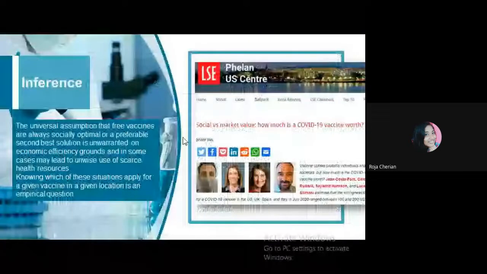So the universal assumption that free vaccines are always optimal or a preferable second best solution is unwarranted on economic efficiency grounds and in some cases may lead to unwise use of scarce health resources. So taking vaccination is essential to save ours and others' life. But knowing which of these situations can apply for a given vaccine in a given location is an empirical question. Thank you.